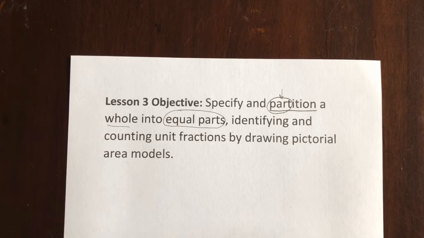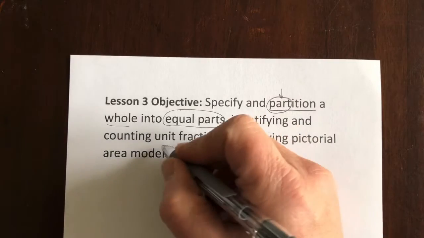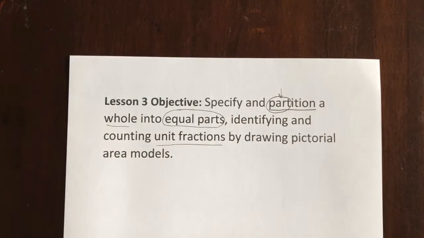All right, identifying and counting unit fractions. Unit fractions are the smallest part to a whole, all right? So if I have a whole and it's cut up into thirds, well, the smallest part is 1/3. A fractional unit, it's a little different. That's what it's cut up into. A fractional unit is thirds. If it's cut up in 3 pieces, it's cut up into thirds.